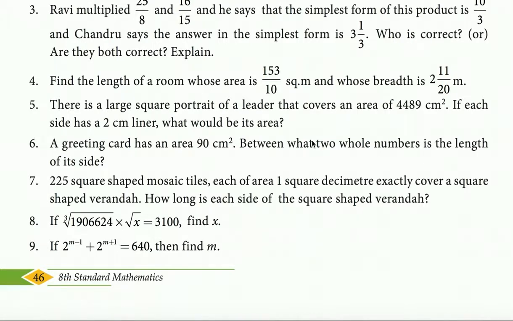A greeting card has an area of 90 cm square. Between what two whole numbers is the length of its side? If it is square, 8 8s are 64, 9 9s are 81, so 9 cm and 10 cm. Okay. He has to mention that it is square.